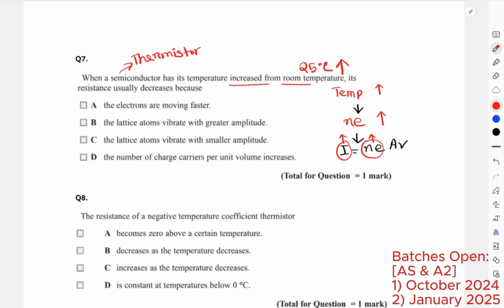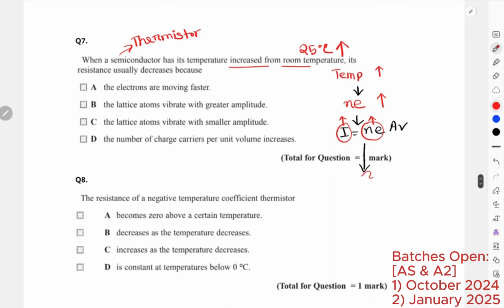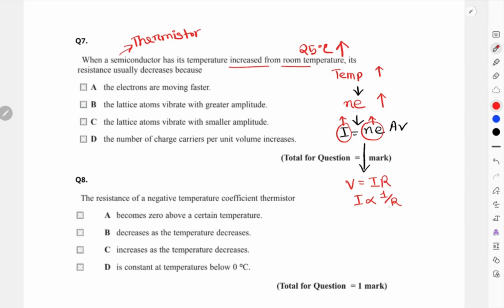And because of the increase in the number of charge carriers per unit volume, the current would also increase. And then again, according to your second equation, V equals IR. Current and resistance are inversely proportional, right? So if current increases, resistance is supposed to decrease. In most cases for thermistors, when temperature increases, the number of charge carriers per unit density is the most responsible factor causing the decrease in resistance.